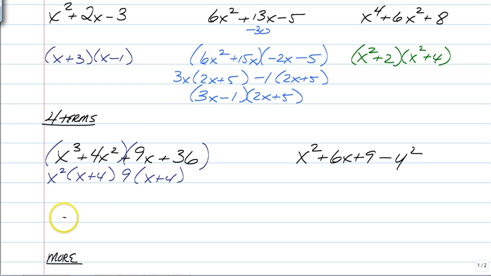Just like Batman, GCFs go together, so x squared plus 9, and then x plus 4, and you are good to go because that is not x squared minus 9. If that was an x squared minus 9, you would have to do the difference of 2 squares again.